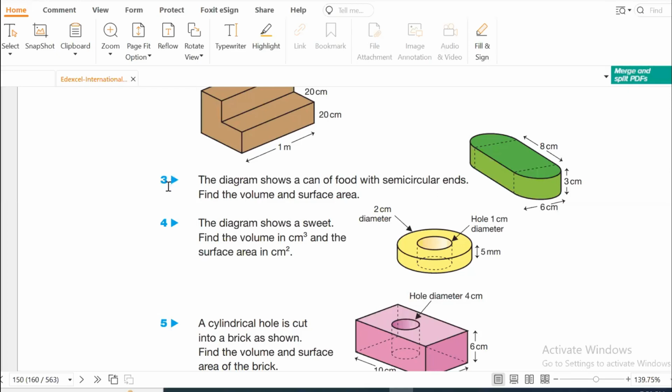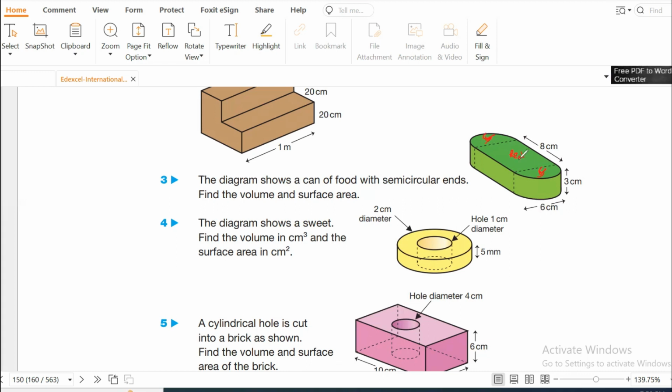Now we move on to question number 3. The diagram shows a can of food with semicircular ends. Find the volume and surface area. We will consider the volume of this shape as a prism. In the upper part, which you can see in dark, we have two semicircles and a rectangle: semicircle, semicircle, and rectangle.